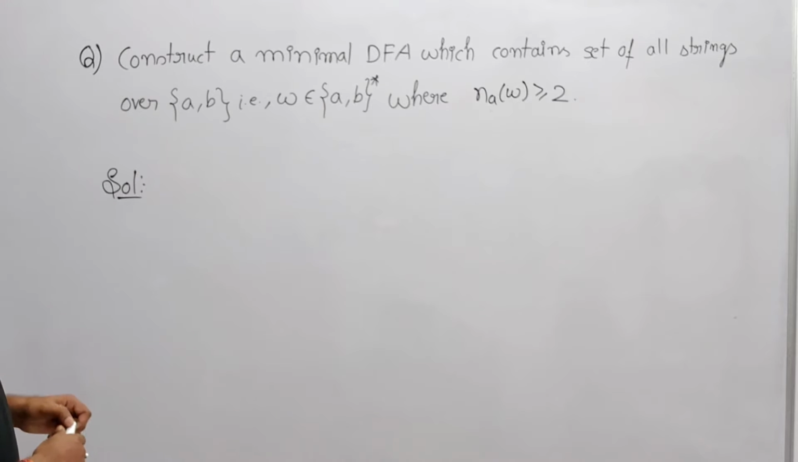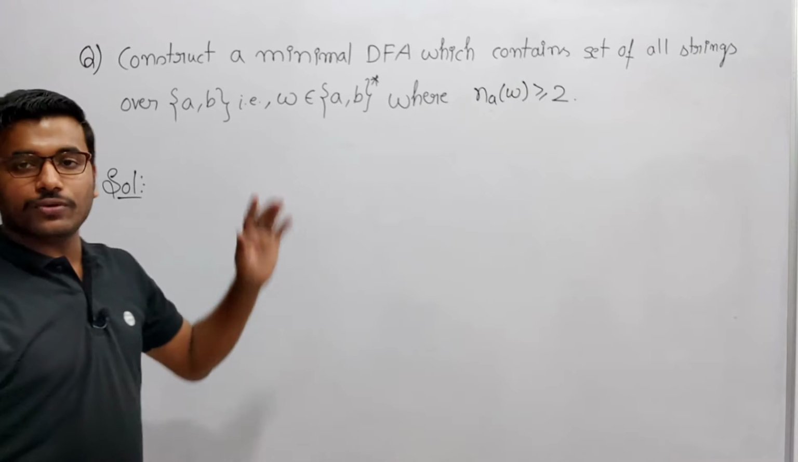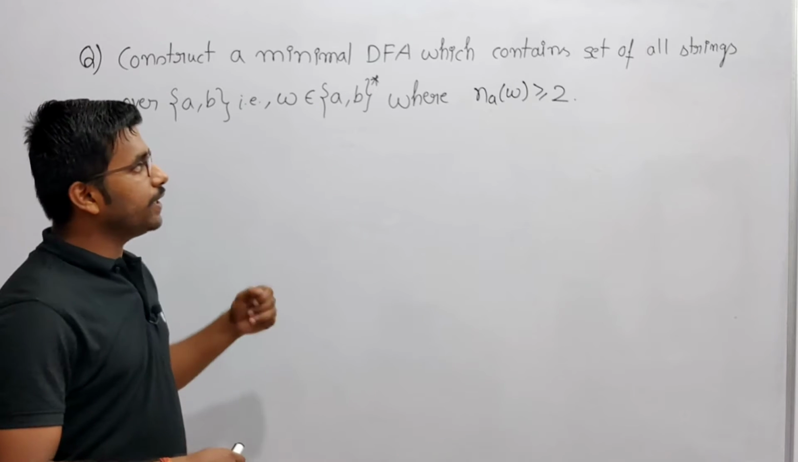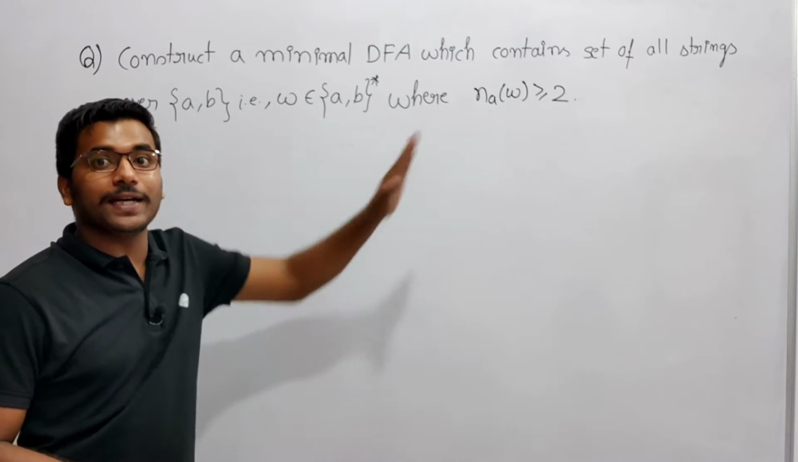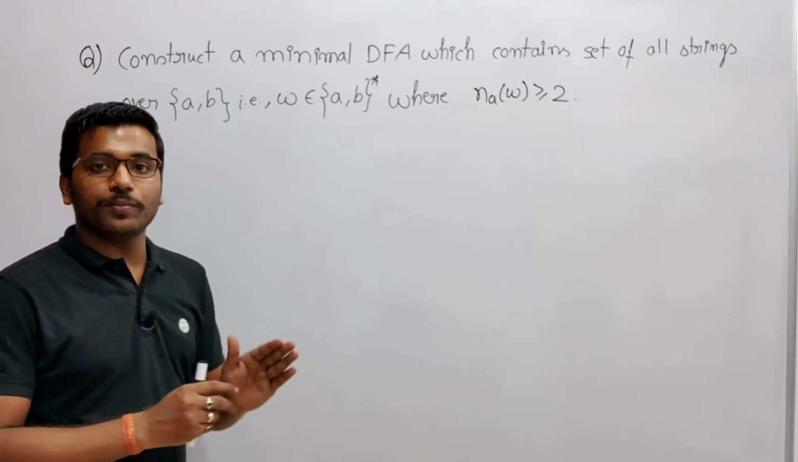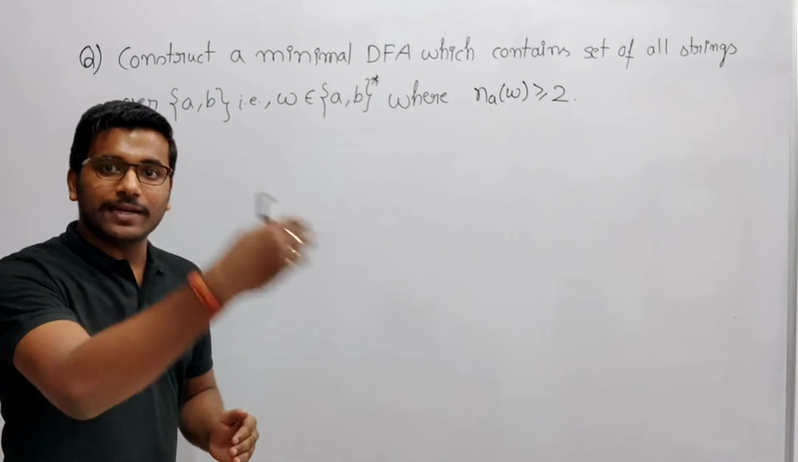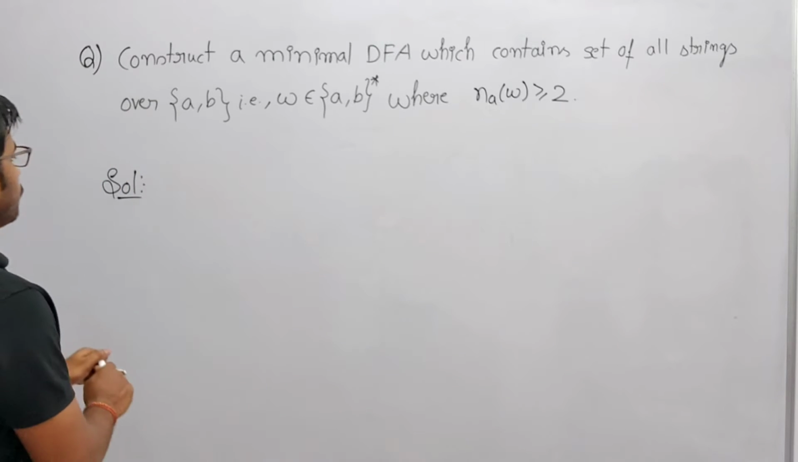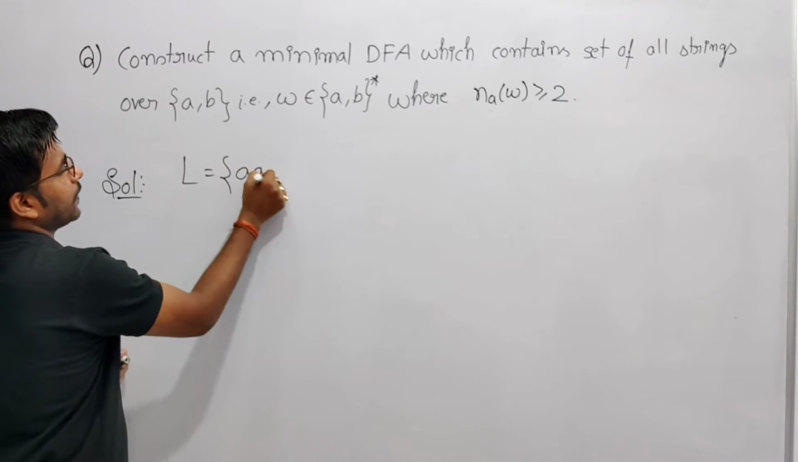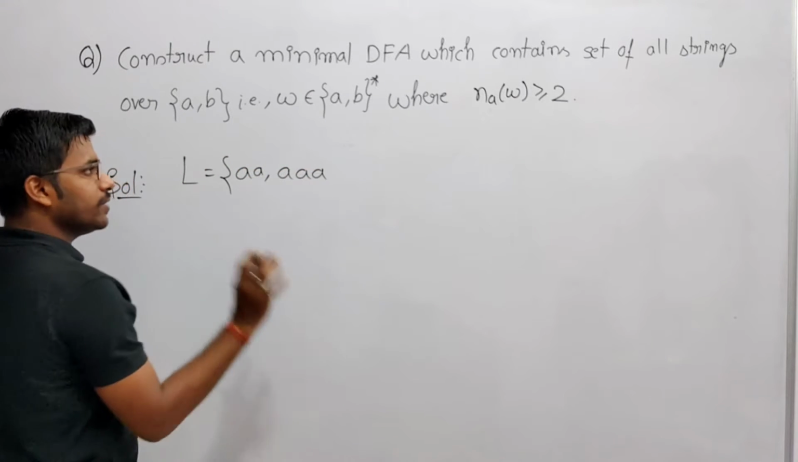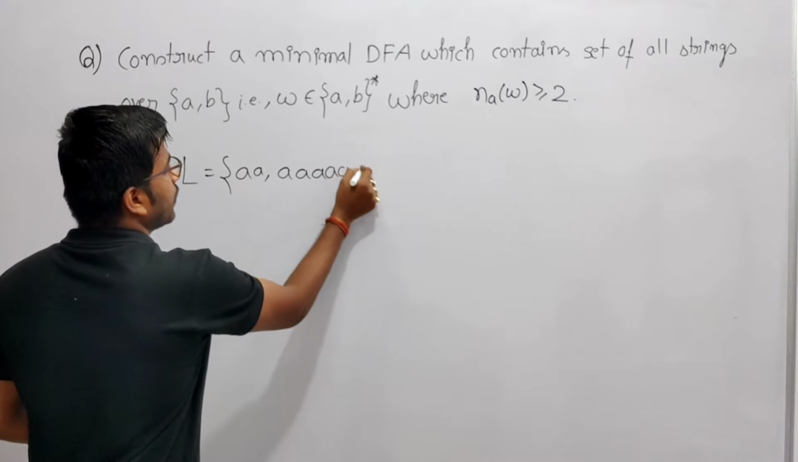Now see the question. It is saying that construct a minimal DFA which contains the set of all strings over {a, b}, that is, w belongs to any combination of a, b, where the number of a in w should be greater than or equal to 2. It should be either equal to 2 or it can be even greater than 2. So here the language is continuing. Any number of a is allowed.